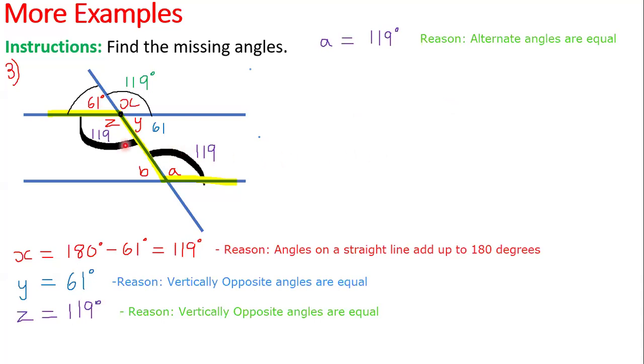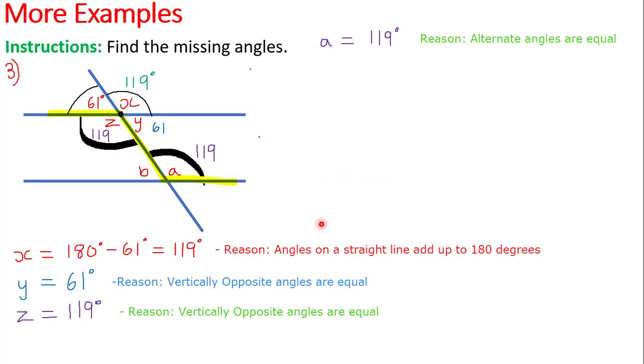Yes, sir. Why is Z and A equal to each other? They both opposite angles. Not opposite. What's the word that we're looking for? Alternate angles. And class, anyone can answer, why is Z and A equal to each other? They're alternate angles because alternate angles are equal.